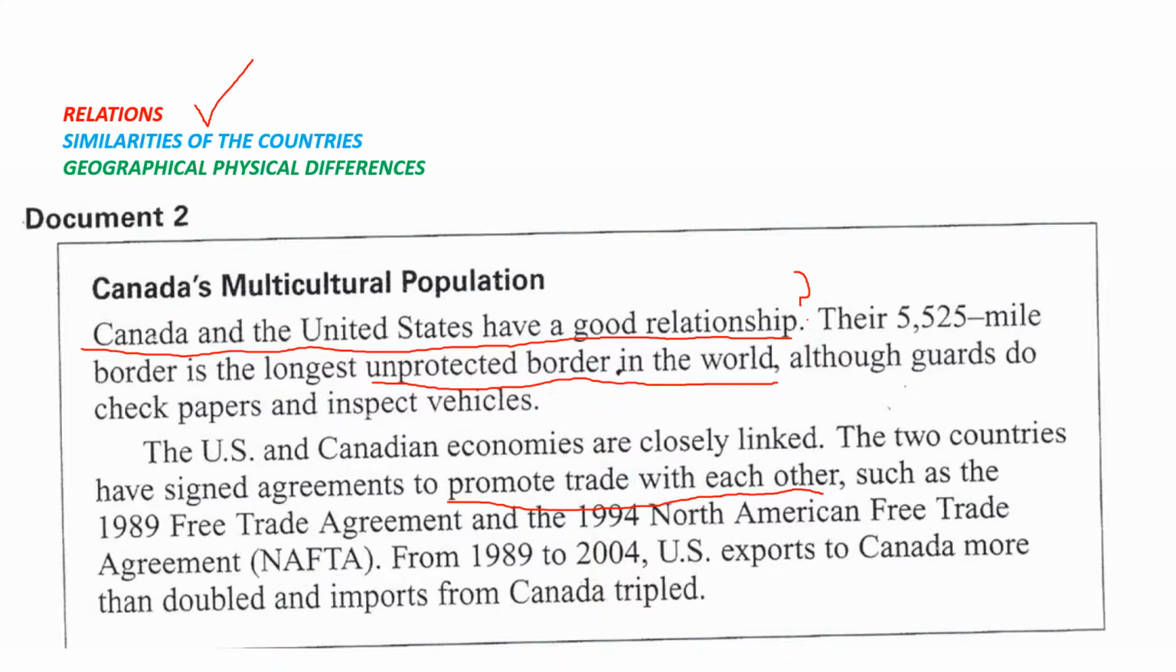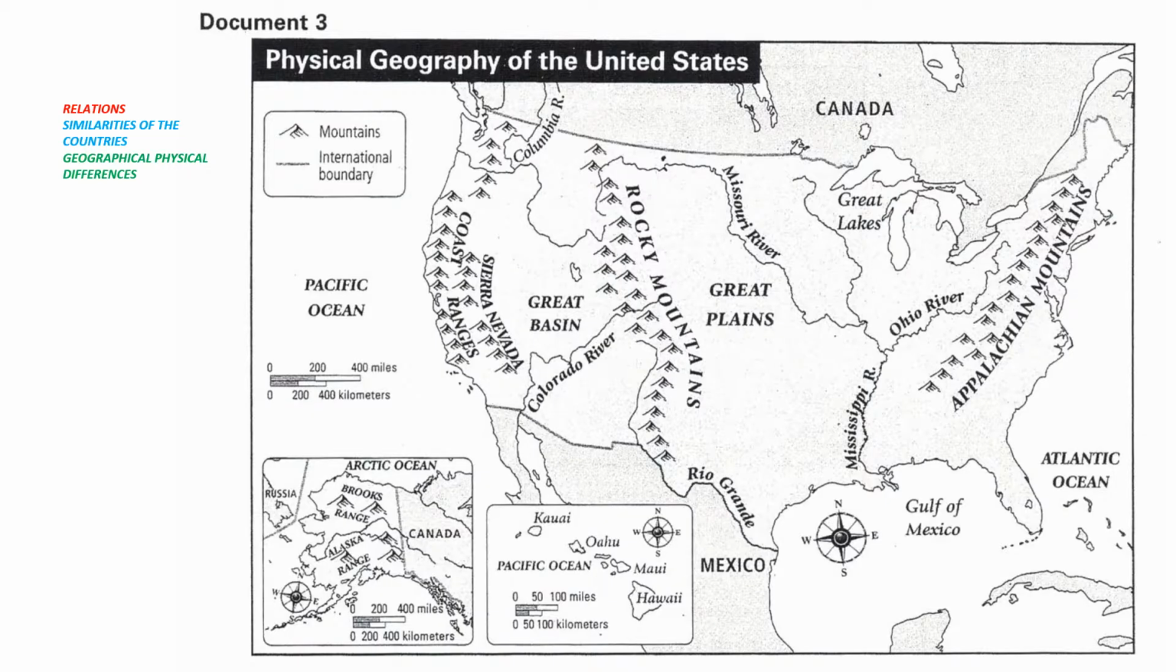And from 1989 to 2004, the United States exports to Canada more than doubled and imports from Canada tripled. Well, this can be used only for relations. It is not telling us much about similarities and not explaining much about the physical differences. Let's move on to the next. Document 3, Physical Geography of the United States.